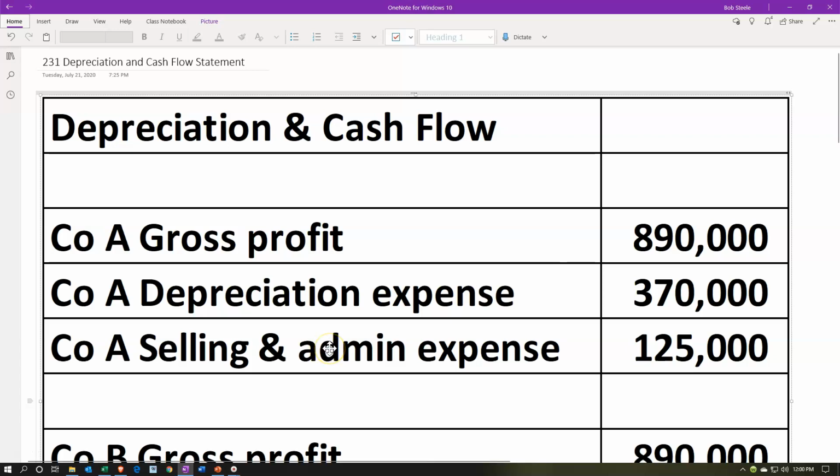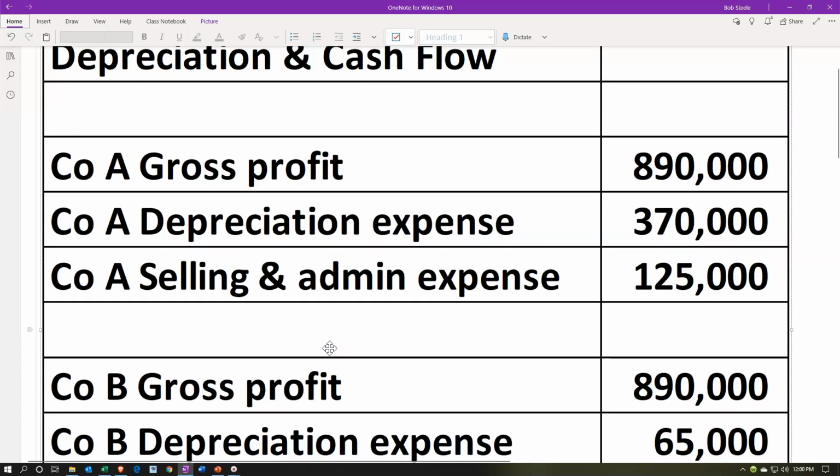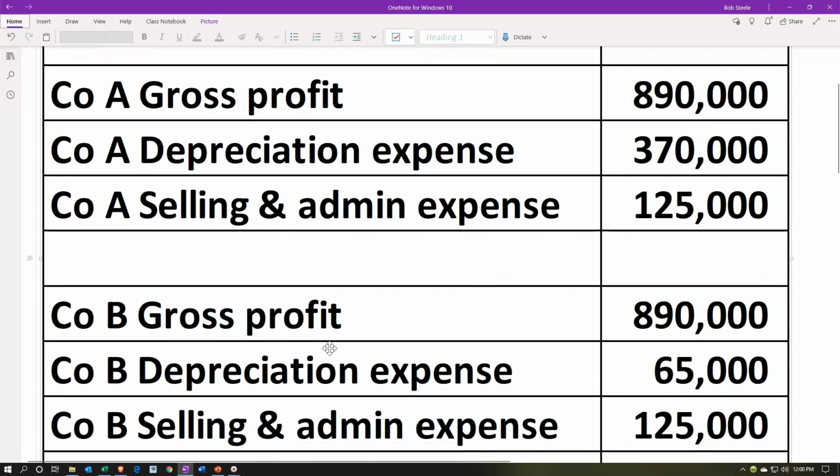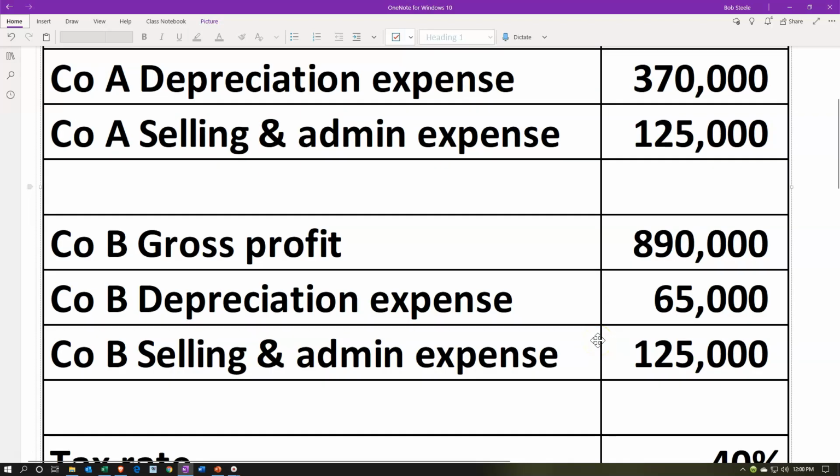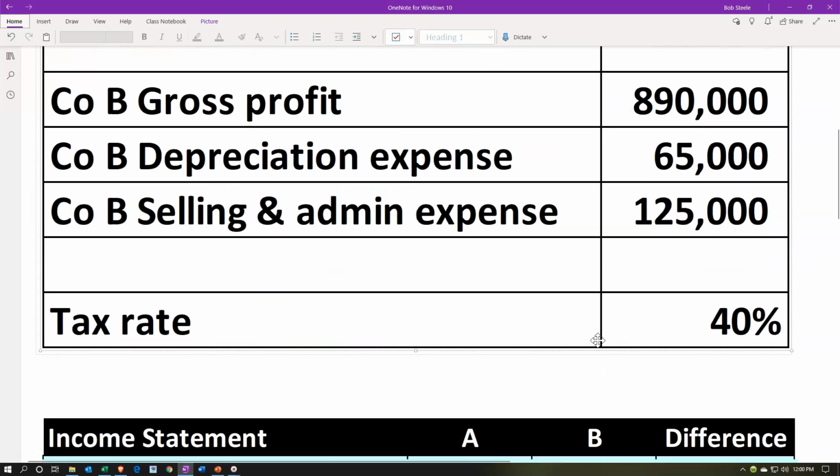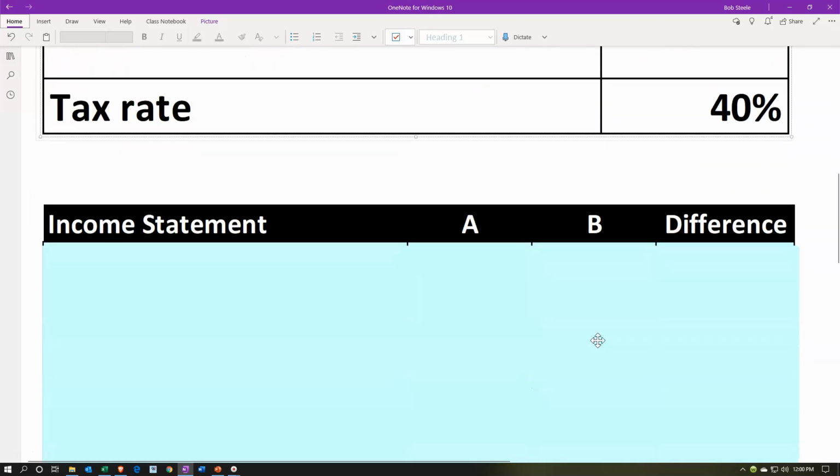Let's think about this with a problem here. We've got company A gross profit is $890,000. Company A depreciation is $370,000, and company A's selling and admin is $125,000. And then B company, we're going to have a different scenario so we can compare them. The only difference being the depreciation, B having the same gross profit, depreciation's at $65,000, and the selling and admin at $125,000. Tax rate then is going to be our 40%.